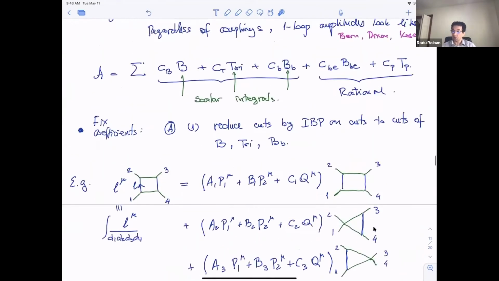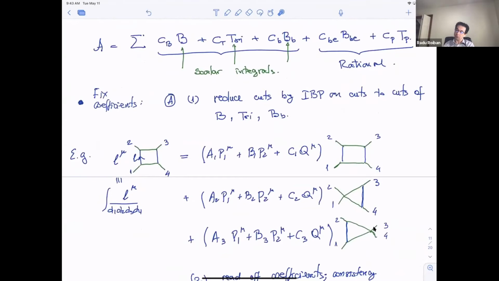Now, if one does this on the cut rather than on the full integral, then here is what happens. Imagine that we cut these 2 lines. That is, on the right-hand side, we also need to look at only pieces that contain these lines to be cut. Otherwise, we can't construct that cut. The only diagram here that has that cut is the former. Therefore, by taking this T-channel cut that contains an L mu in the numerator, one can completely determine the coefficient of this box, of the scalar box integral in this ansatz.